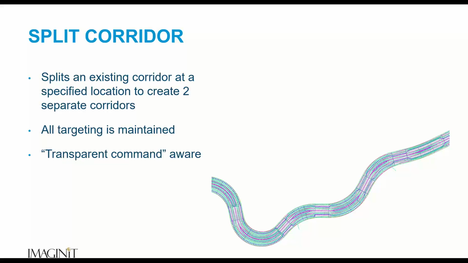So that's what we did. This literally makes an exact, I cringe to say copy, but we actually break it. So one corridor becomes two. At an existing location, you can either pick that location or it is transparent command aware. So if you wanted to type in an actual station, using that particular transparent command, you could snap to it, etc. And that's what the tool does. All targeting gets maintained, and it literally just creates two corridors out of one.